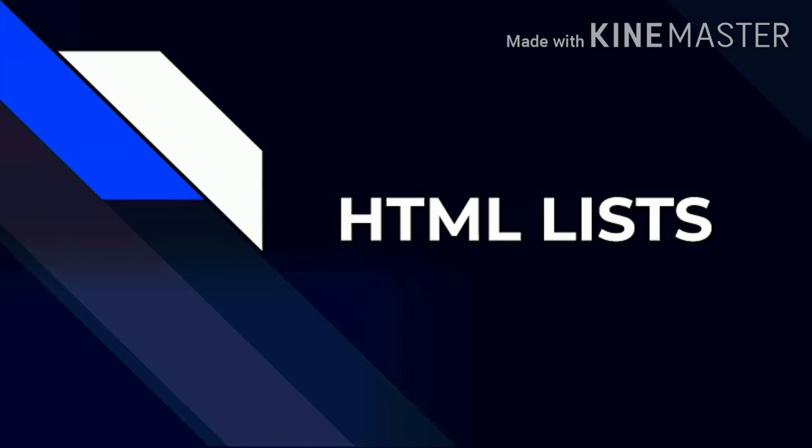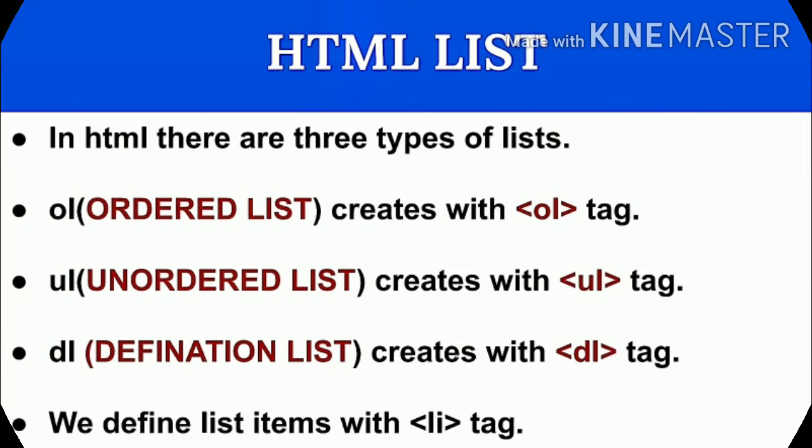In the HTML language, different types of lists are used to show data very easily and clearly. For example, if you want to show the data of the students in a school or college, then you can make a list in the HTML language. There are three types of list used in the HTML language.